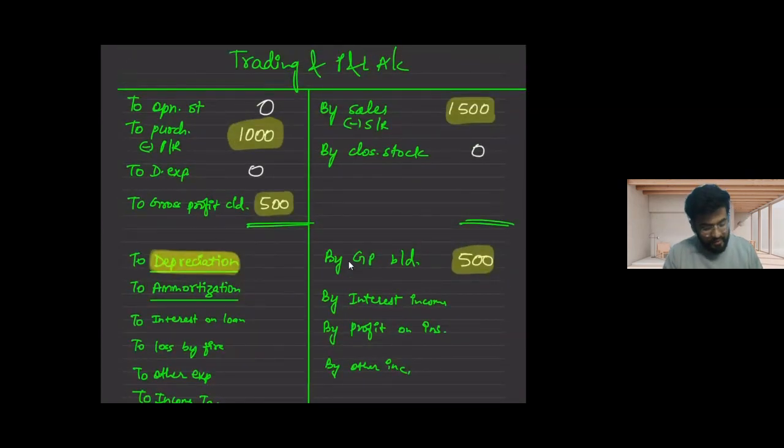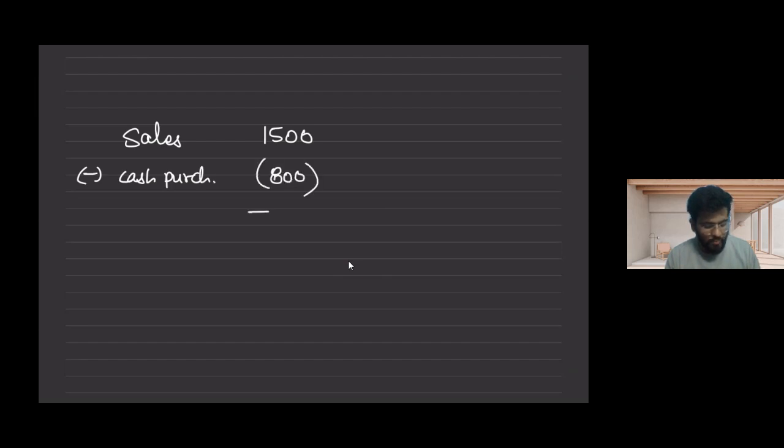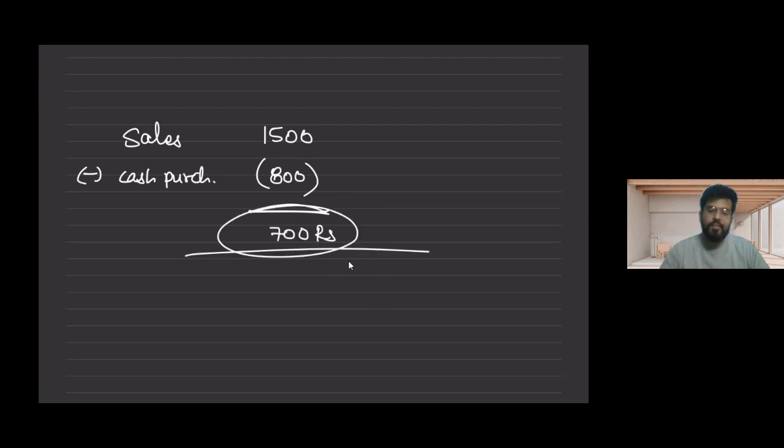Now let's make the changes. There is one more piece of information given: the purchases were total 1,000, but out of this 1,000, 800 has been paid in cash. 200 is on credit, which will be paid later on. 800 in cash and 200 on credit. So by logic, my sales were 1,500 and my cash purchase was 800. So how much cash should I have in my balance sheet? I should have 700 as my cash.